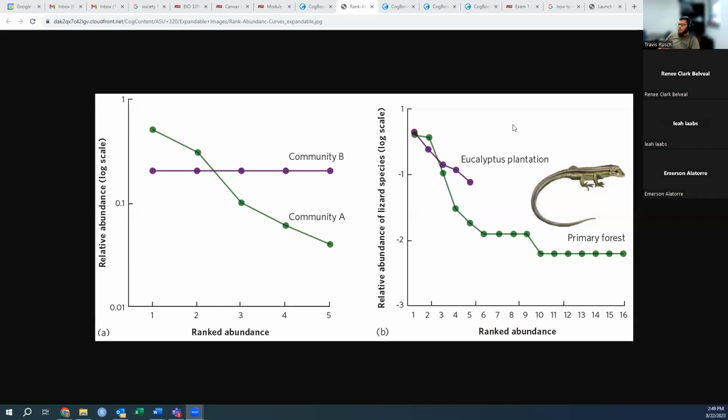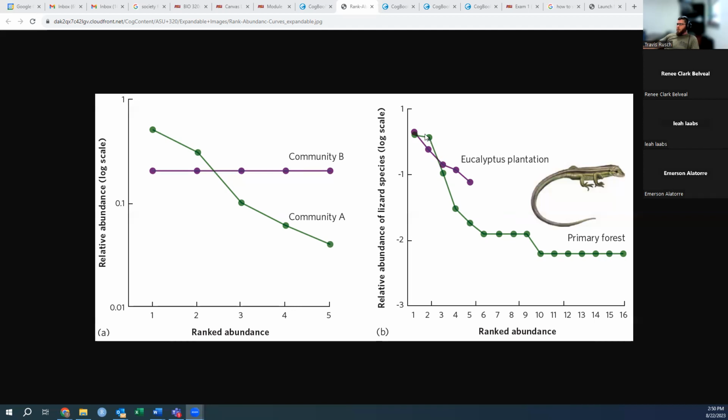Your primary forest would have a greater richness because there's more, agree. And go ahead, because of why? Because there's more species than the eucalyptus plantation. Yeah, there's a lot more green dots for the primary forest than there are purple dots for the eucalyptus plantation, right? So we can say that there's more species here, so it has greater species richness.